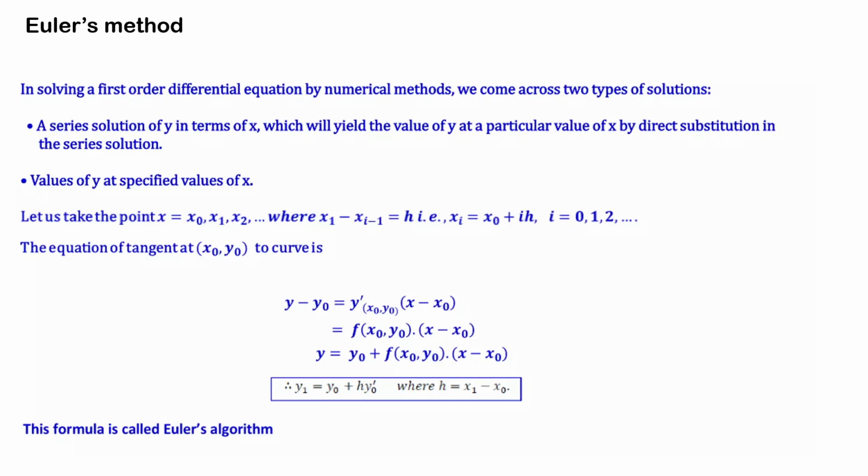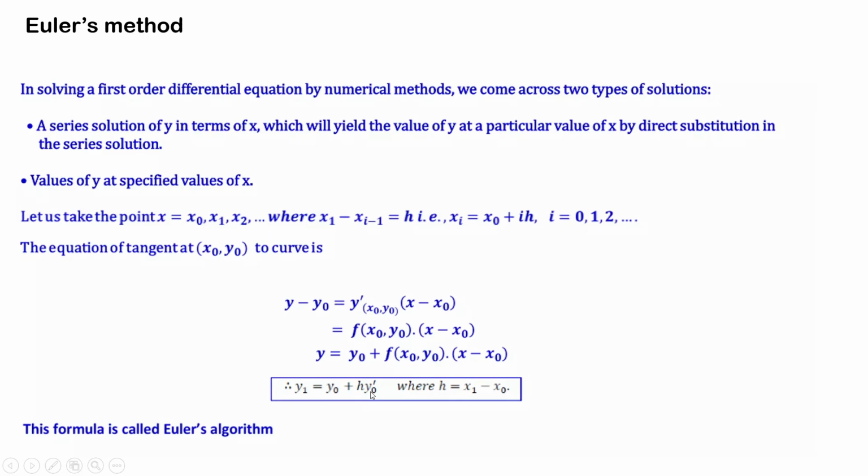If you try to find the equation of the tangent to this curve, it will look something like this: y minus y naught equals the differential, which is the slope of the curve at x naught, y naught, times x minus x naught. This is the equation of a straight line. This is your y coordinate, this is your slope, this is your x. If you simplify this, you get y1 equal to y naught plus h times y prime naught.